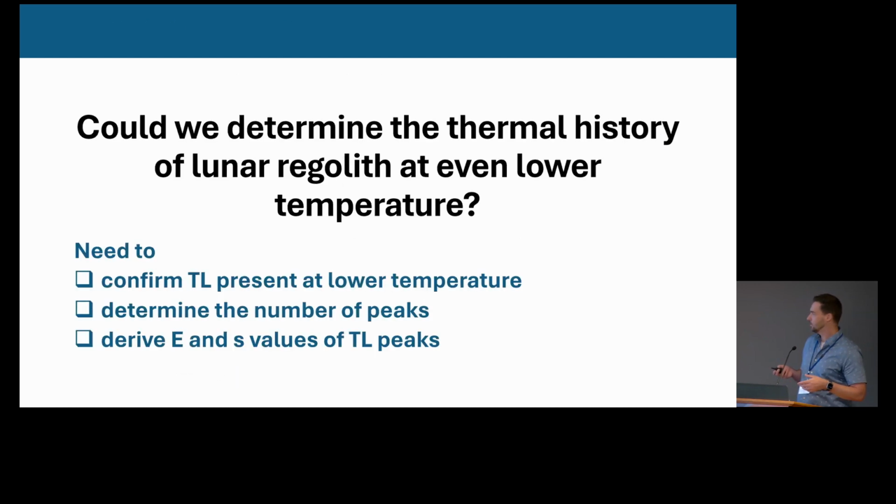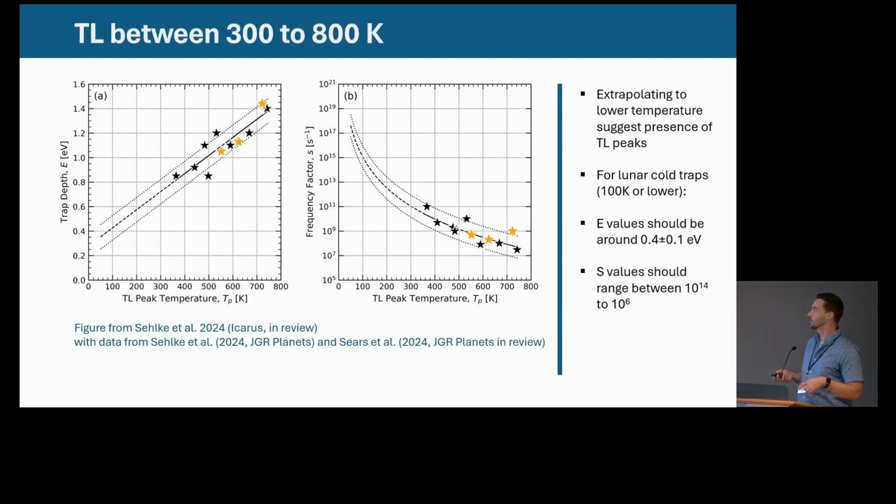So all of that gave us the idea that we can do some really cool work for equatorial regions. How can we use that now, knowing that the Artemis program will go to colder places? What we really want to do first is confirm that there is any low temperature TL. Then, the same thing: determine what the peaks are and how many there are, and use those to derive the E and S parameters for these calculations.